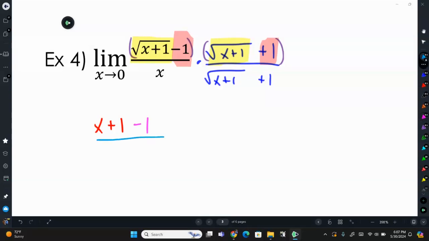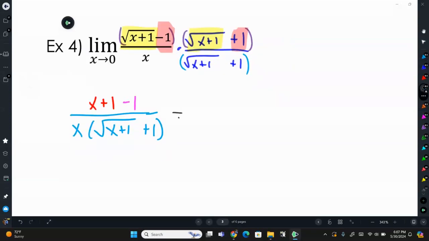And that is going to be over. You might be tempted to try to distribute that, but trying to distribute that inside the radical just makes life a lot more difficult. So we leave it like this.